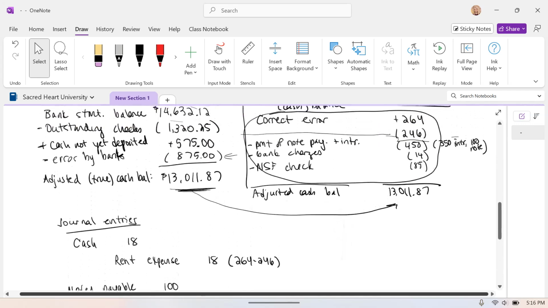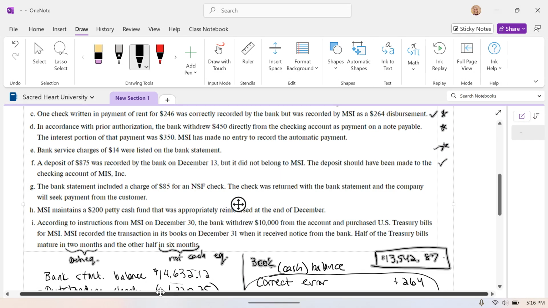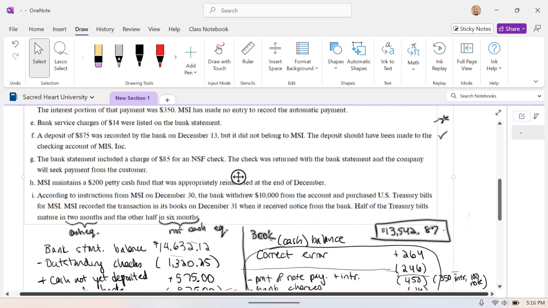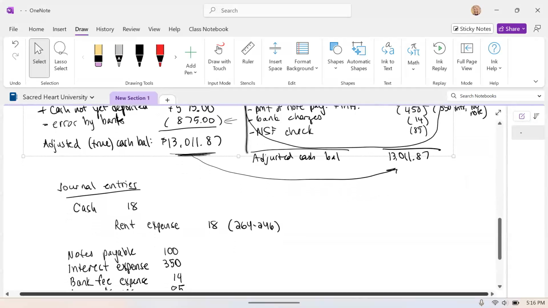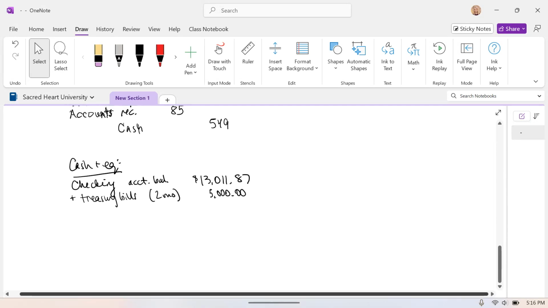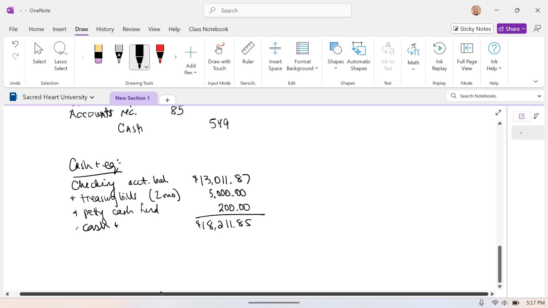And then there's one more item I think I overlooked here. In H, the company maintains a $200 petty cash fund. Okay, so that means that there's just cash sitting around in the office. It's not in the bank statement. We just know that that's what we have. So we need to include that. And this should work out to be $18,211.85. And this would be reported in that first line under the current assets of our cash and cash equivalents.